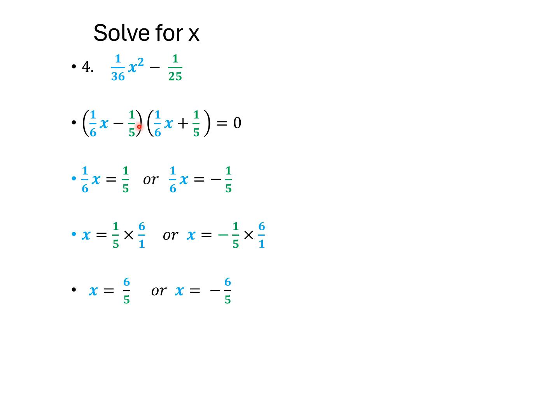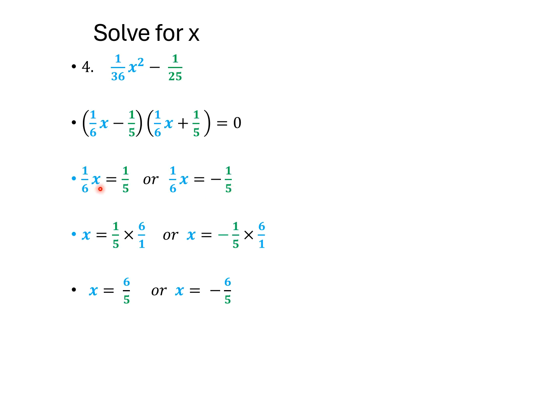The negative there becomes negative times positive. That's the only way I can get a negative sign. And 1 over 25 becomes 1 times 1, which stays 1, and 25 is 5 times 5. If I say 1 over 6x minus 1 over 5 equals 0, if I take negative 1 over 5 over, it becomes positive 1 over 5. If I take positive 1 over 5 over, it becomes negative 1 over 5.